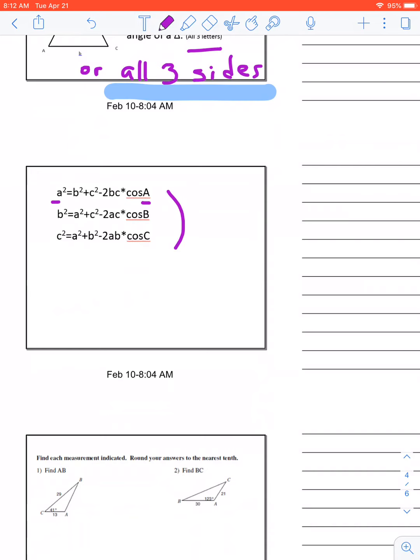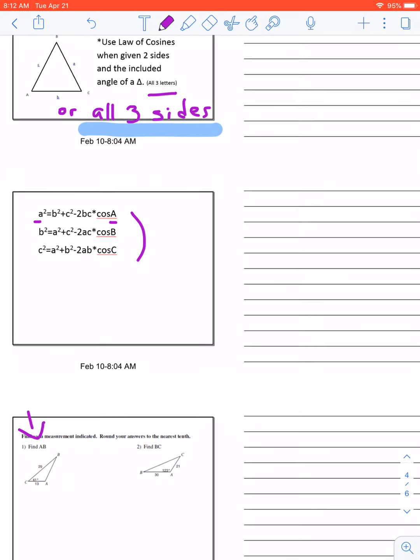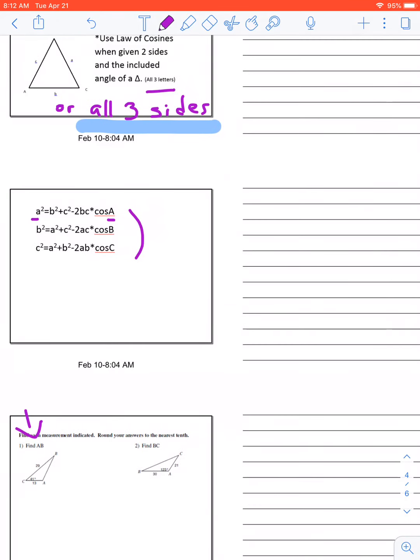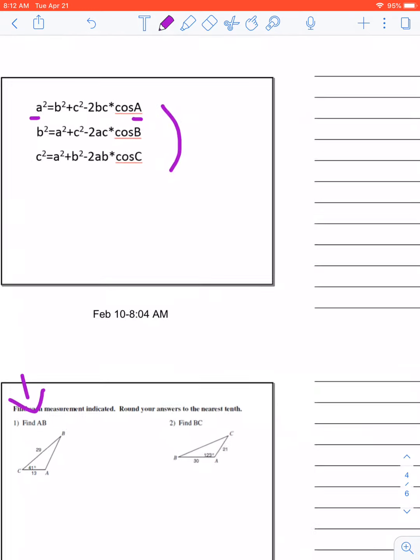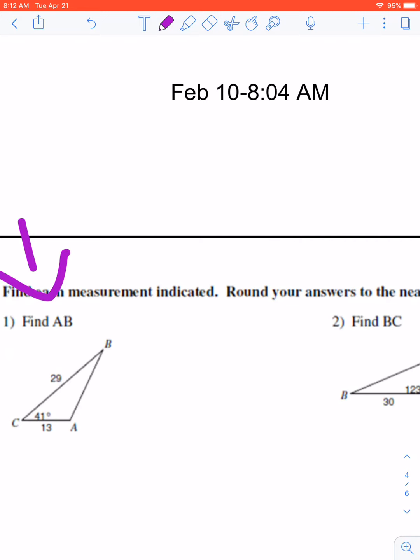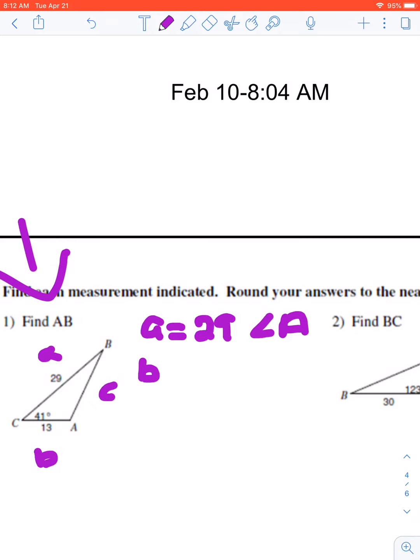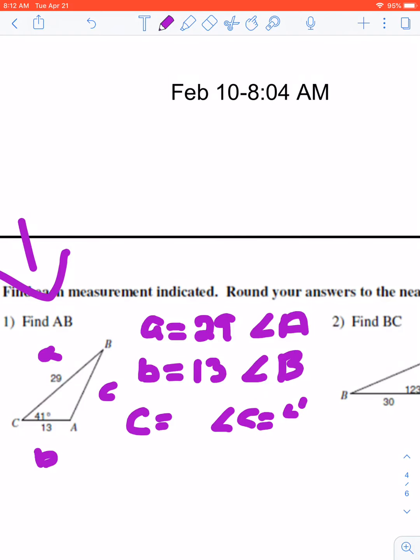So let's do number 1 right down here. It says find the measurement of AB. First, I'm going to label my sides. If this is angle A, this is side A. This is angle C, side C. Angle B, side B. I want to look and see what I have. I have A equals 29, and I don't know angle A. I have B equals 13, and I don't know angle B. I don't know C, but angle C equals 41.